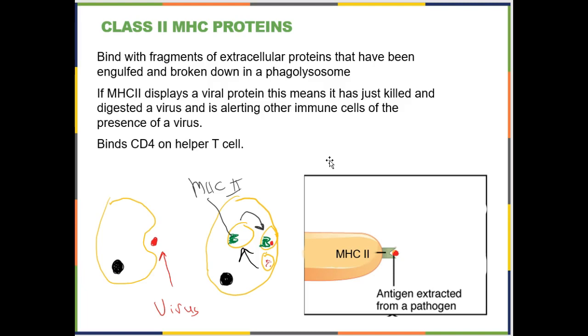So now we need to understand the two different types of MHC. There's class 2 and class 1 MHC. Class 2 MHC is for fragments of extracellular proteins. This means it has been engulfed and digested by the phagocyte, or the macrophage. So here you have a virus, here you have a macrophage. The macrophage is going to engulf the virus. Here it has digested the virus. So this macrophage is not infected.